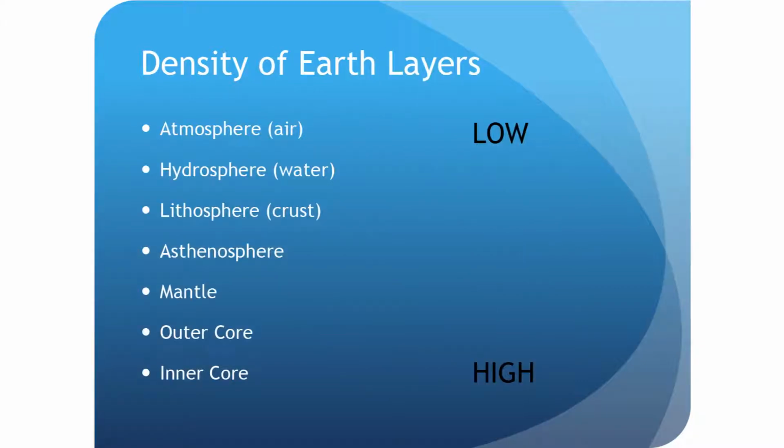So if we layer or order the different layers of the Earth from the lowest density to the highest density, hopefully you can see that the farther out you get, the less dense it is. So the inner core is the most dense, while the atmosphere is the least dense.